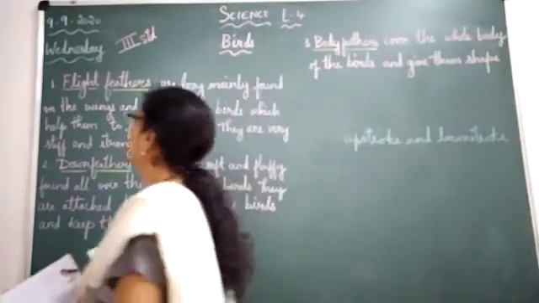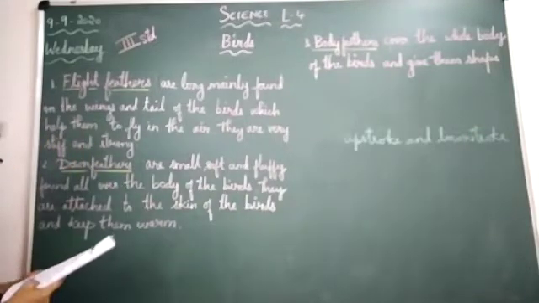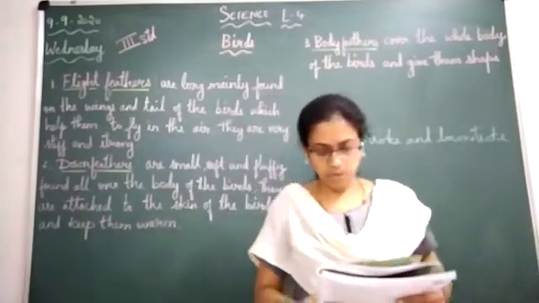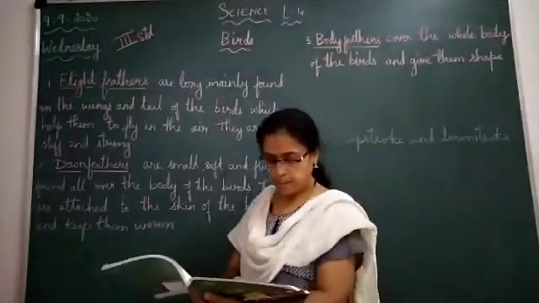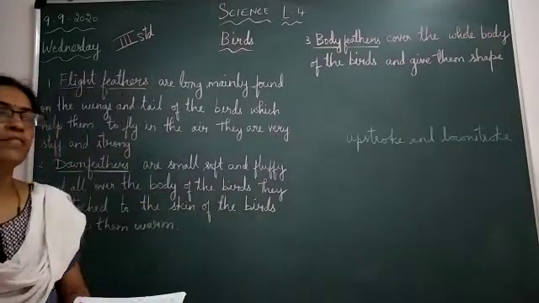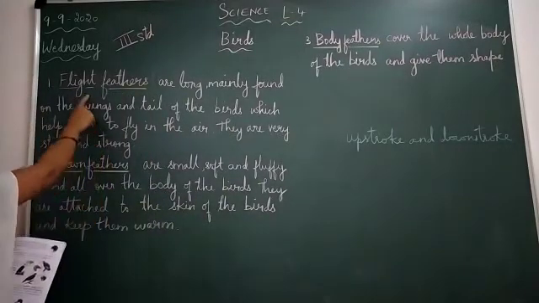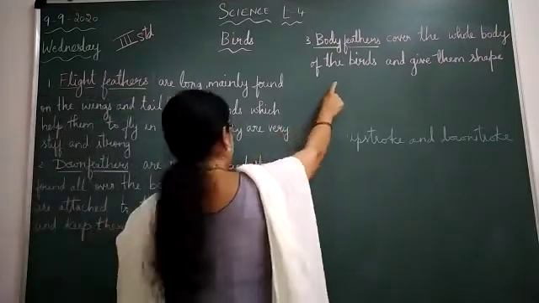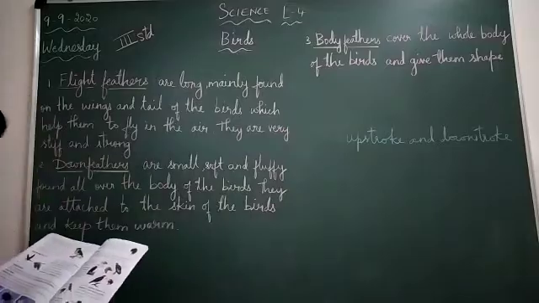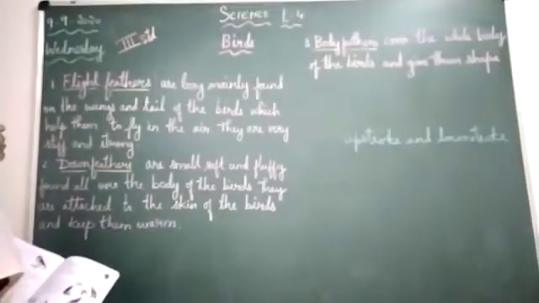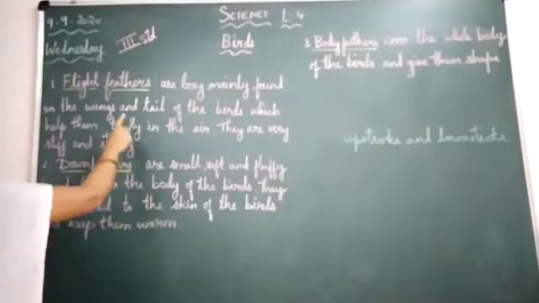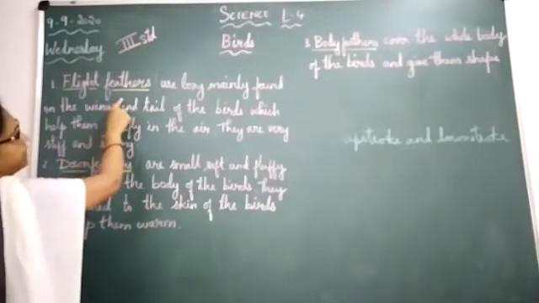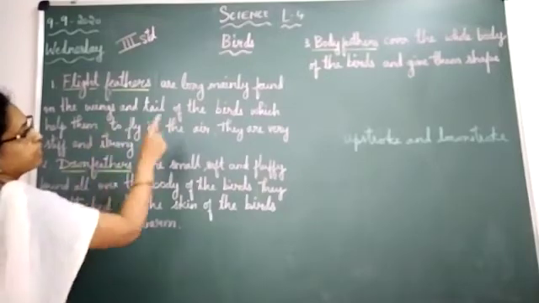Okay, let us move on to the feathers of the birds, children. Birds have different types of feathers on their body, which differ in size, shape and color. They have 3 kinds of feathers. I have written them on the board: flight feathers, down feathers and body feathers. Let me explain each.